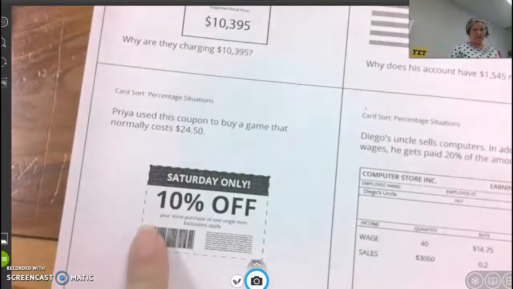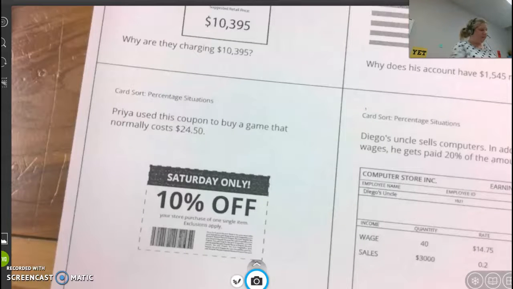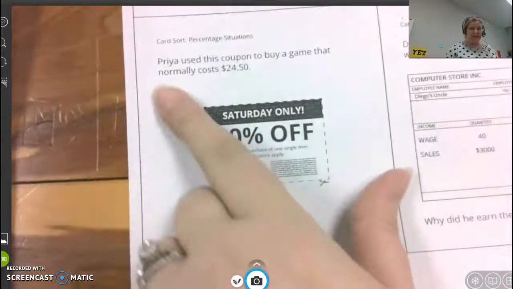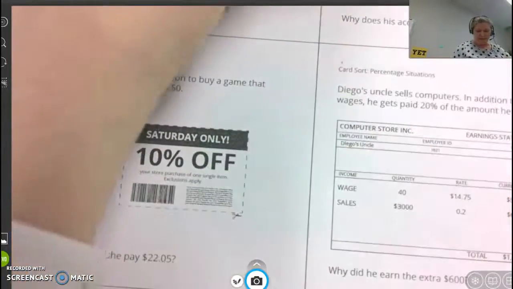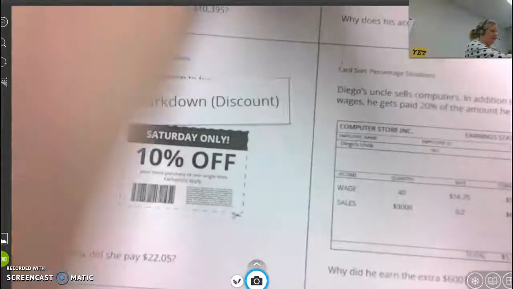Priya used this coupon to buy a game that normally cost $24.50. Why did she pay $22.05, which is less? Okay, so 10% off, that's a markdown or a discount.